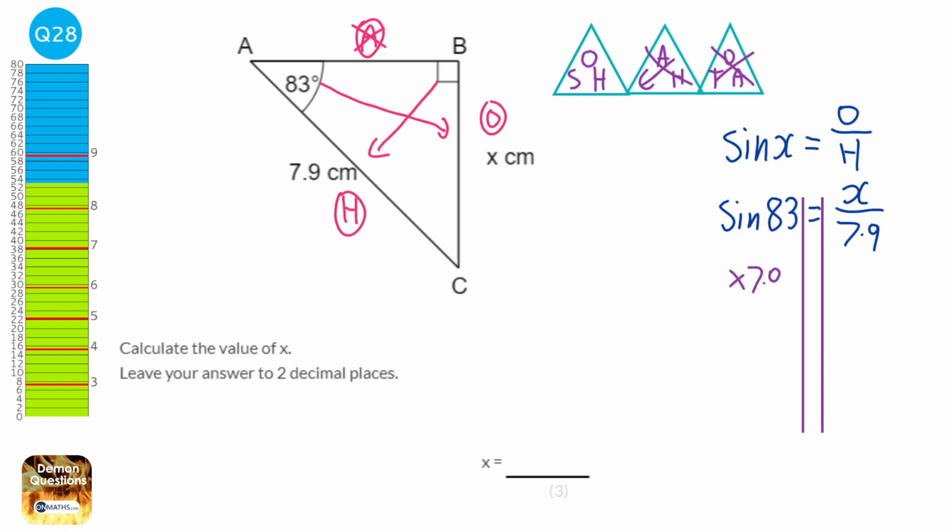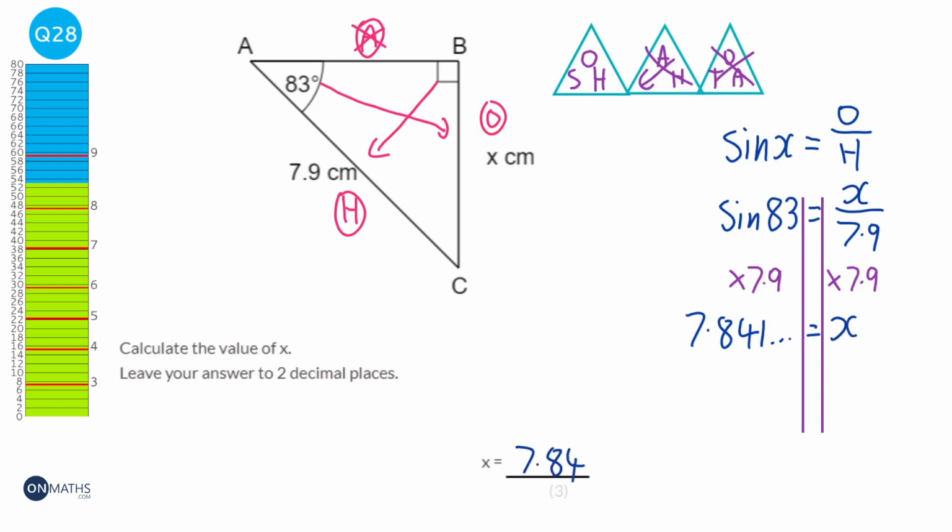Then we can put our solving lines in, and all we need to do here is times both sides by 7.9. Be careful when you do sine 83 times 7.9. Most calculators open a set of brackets when you type in sine, cos, or tan, so make sure you close them after you type in times 7.9. When you do that, you get 7.841... equals x. Rounding that to 2 decimal places is 7.84.